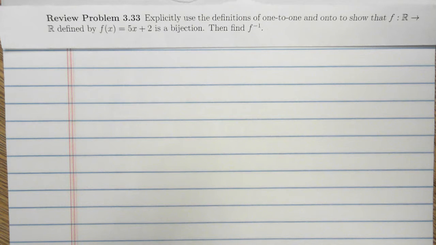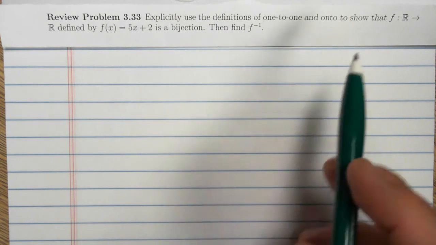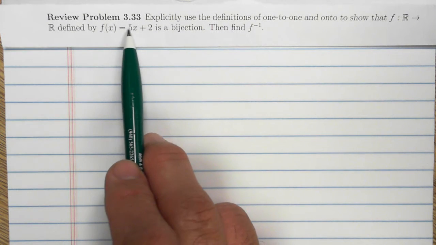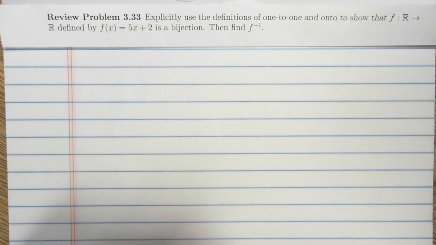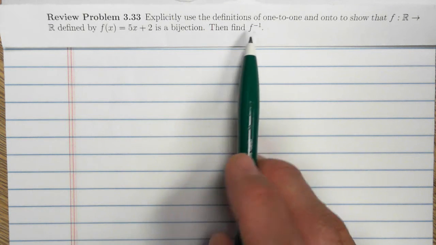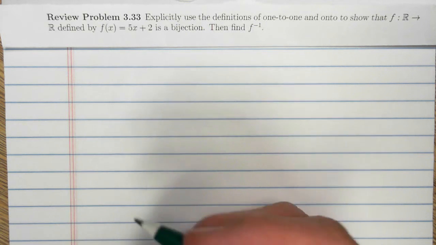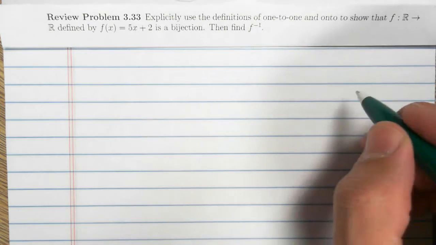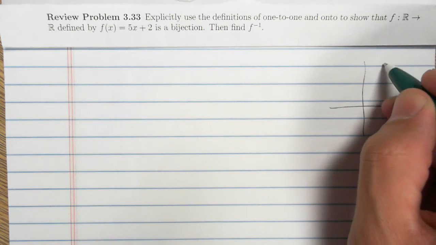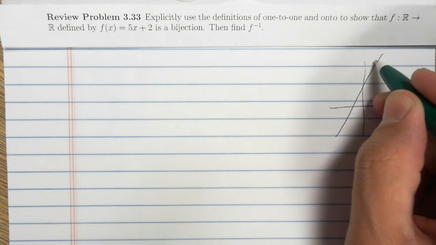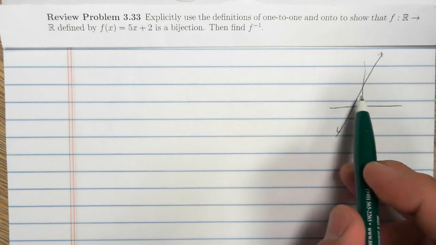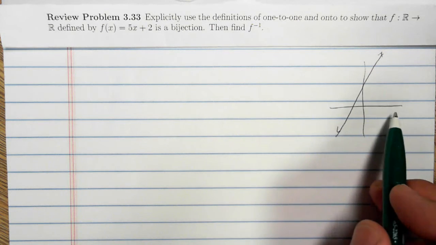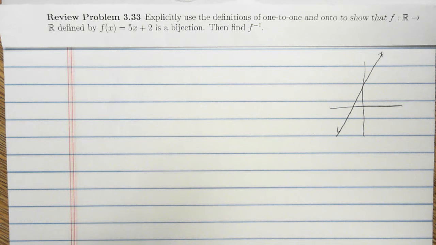Alright, in this problem we're going to explicitly use the definitions of 1-to-1 and onto to show that this function, f of x equals 5x plus 2, is a bijection, and then we will find the inverse function. Parenthetically, we know that if I draw the graph of this function, it's going to look like this, y-intercept of 2 and a slope of 5. This clearly satisfies the horizontal line test, and so this function will have an inverse.